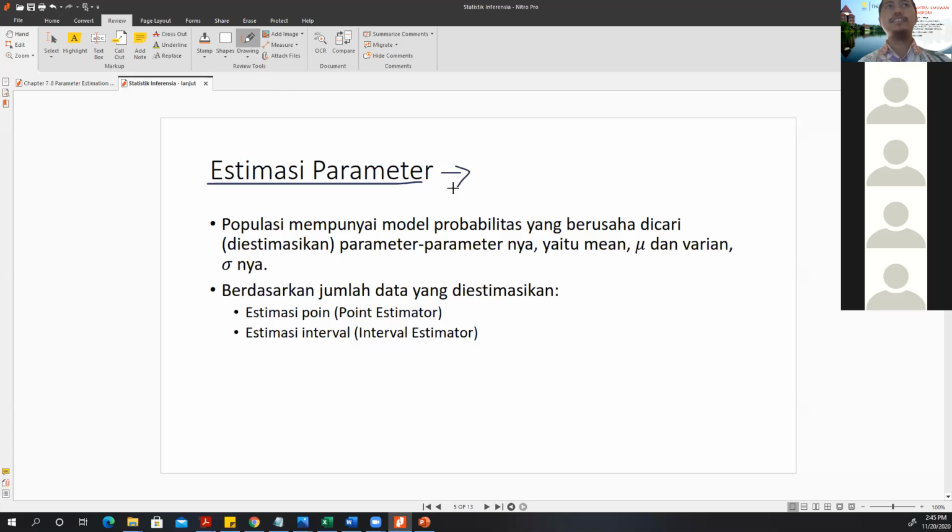What is the parameter in the populations? You already know. We can say it is a mean or its variance, the mean population and the variance populations. How to estimate based on the number of sample size? Based on the sample size, we can say point estimation or interval estimation, point estimator or interval estimator, something like that.